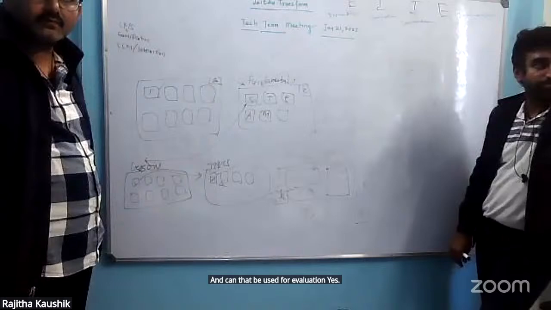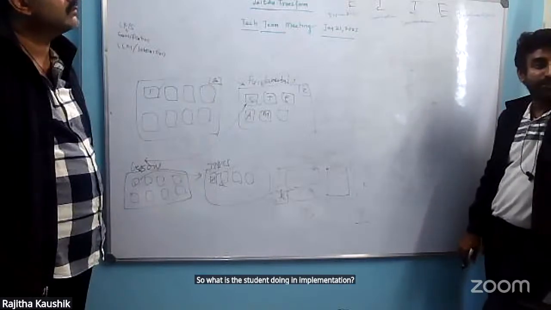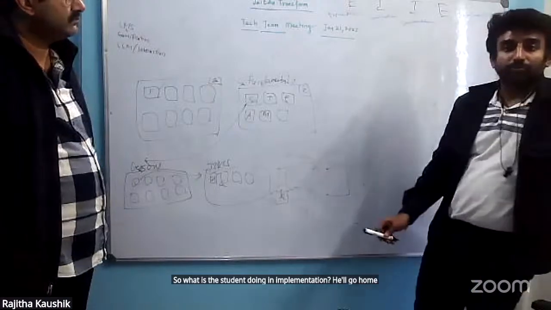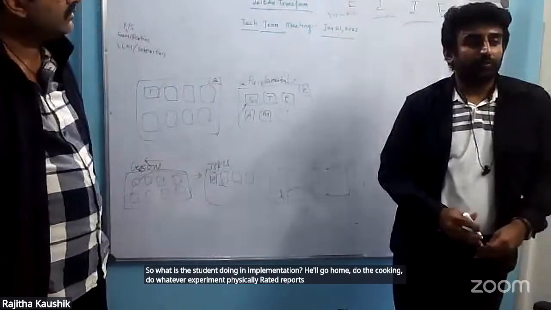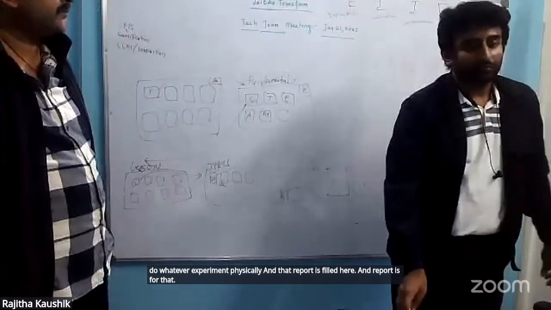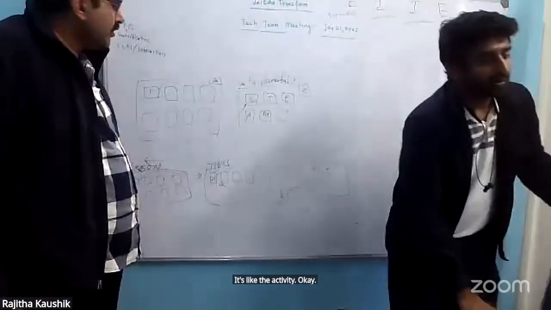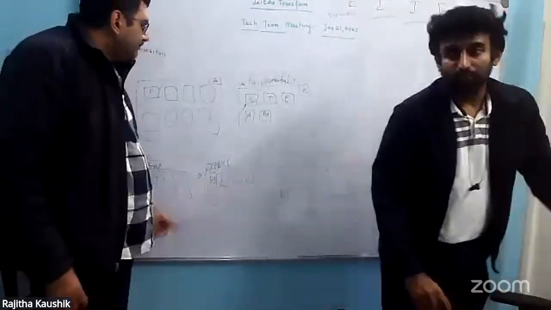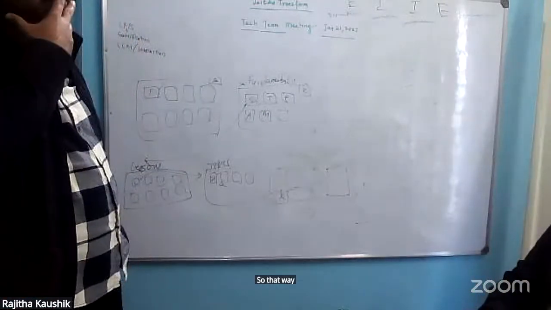So what is the student doing in implementation? Real life process. He will go home, do the cooking, do whatever experiment physically, write a report. And that report is fed back here. It is like an activity which he uploads in the Google Classroom. He will upload it to Google Classroom. Gemini will read it. Gemini already knows what he has done. So that way Gemini has a context.